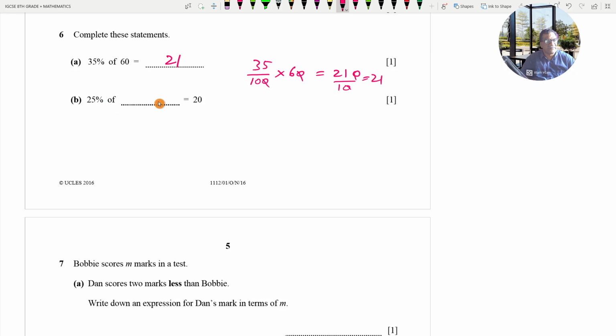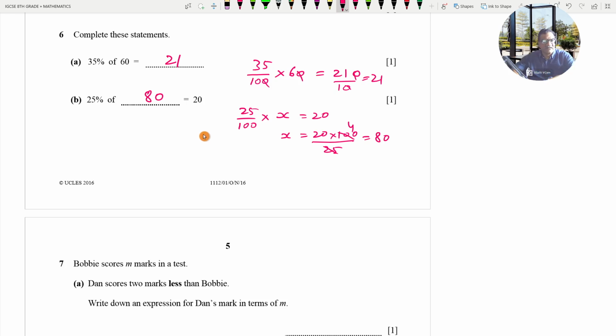Now, 25 percent of what is 20? So this I can write as 25 upon 100, removing the percentage sign. Of means multiplication, and this I'm taking as x, equal to 20. Now I want to find this x. So x will be equal to 20, this 100 will come here and multiply with 20, so 100 times 20 divided by 25. Now 25 into 4 is 100, 20 into 4 is 80. So the answer for this x happens to be 80. So that's the answer: 21 and 80.